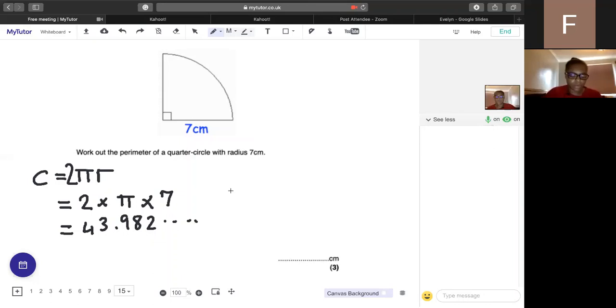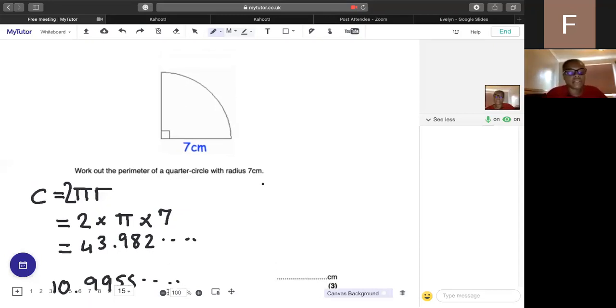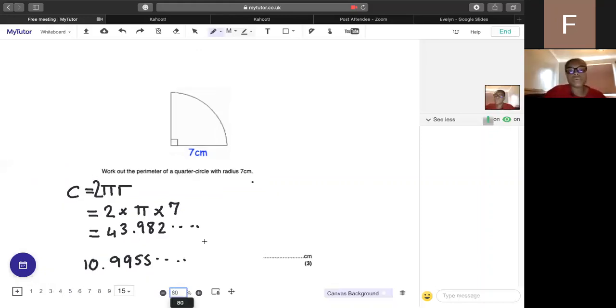So when we press Ans on the calculator, and we divide it by 4, we get, I'll write it down here actually, 10.995 and it goes on a little bit. So that is just the length of, and if I zoom out and I show you, what we've just calculated here, we've worked out the circumference of the whole circle and divided it by 4. That's this length over here.